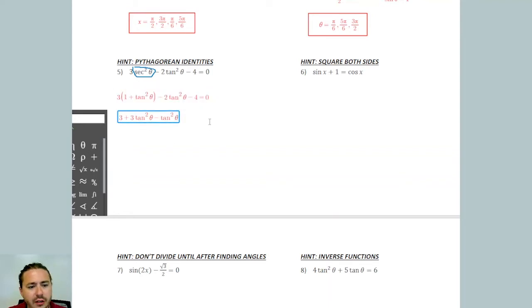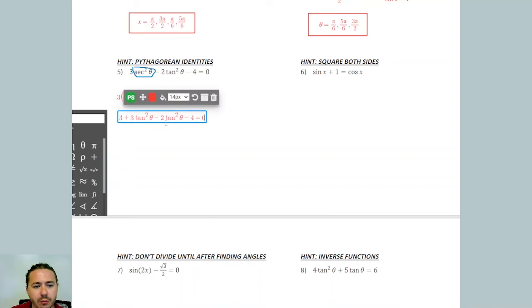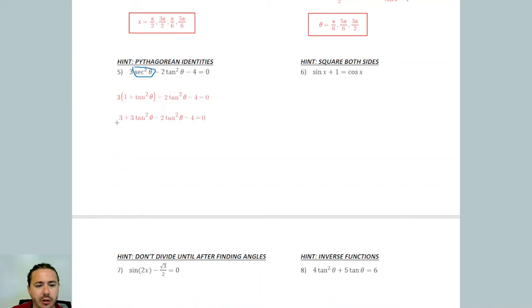One thing I need to do here is put this in our standard quadratic form. So I'm going to combine my like terms, which are these two and these two. I'm noticing I don't have just a tangent term, so I'm going to solve this using square roots once I get there.